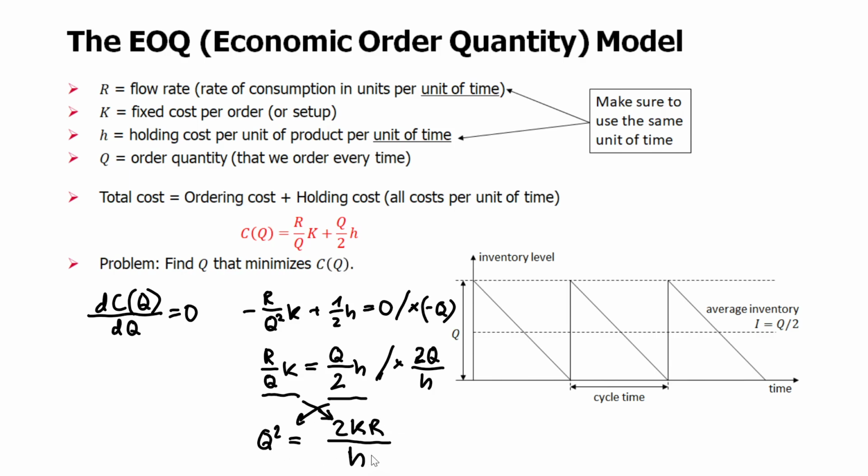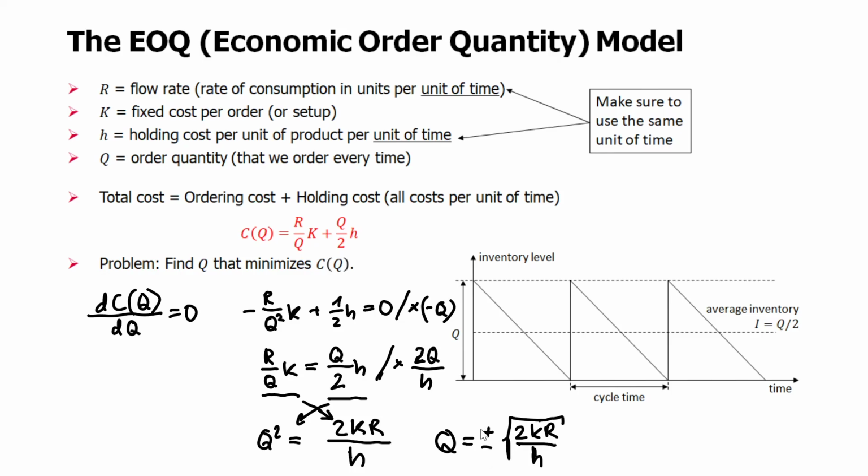Now, if I want to solve this, I will need to take the square root of the right-hand side. But remember, in principle, in math, if you solve this equation, Q could be negative or positive, plus or minus square root of 2K R over H. I can do this because the right-hand side is for sure not negative. It is positive. K is a cost, positive, flow rate is positive, holding cost is positive. So all of these are positive, so I can take the square root.